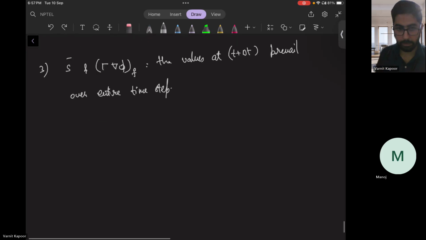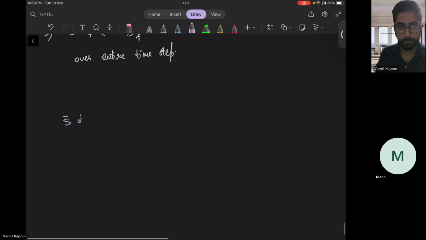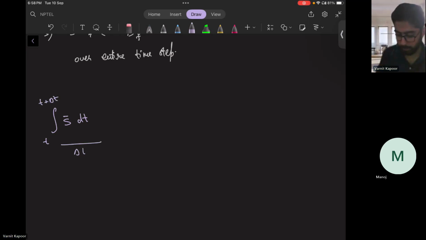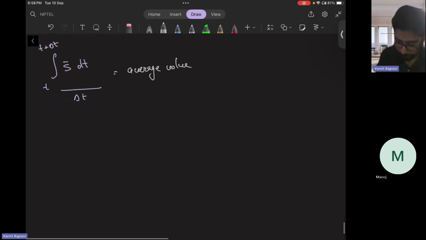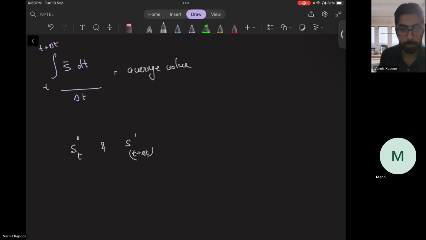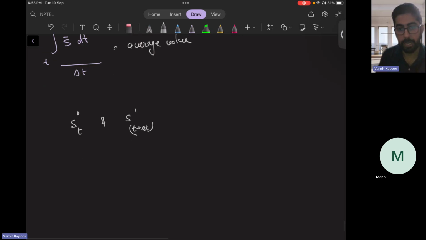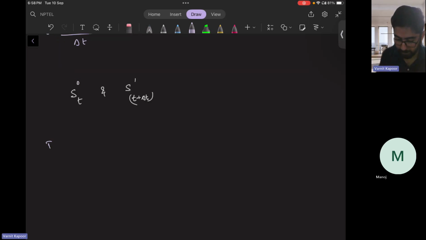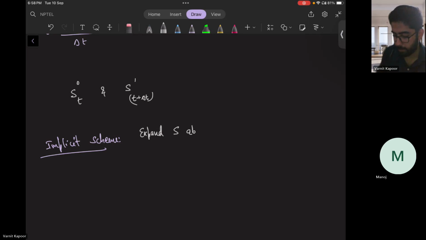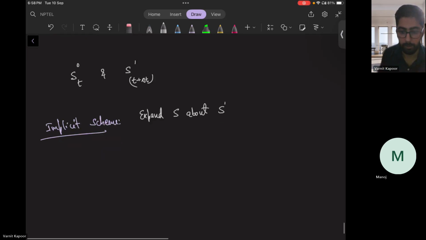Let's come to it. If I take the integral of S bar dt from T to T plus delta T, divided by delta T, that is an average value, a mean value. S naught is the value at time T and S1 is the value at time T plus delta T. In the implicit scheme, we will expand S about S1 because it will prevail over T plus delta T. The factor f is 1 there. Implicit scheme: expand S about S1.